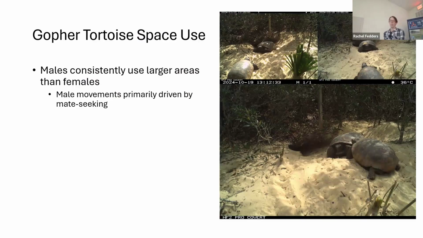So what do we know about space use already? We know that male tortoises consistently have larger utilization areas than females, and that male movements are driven primarily by mate seeking and courtship behavior, as can be seen in these trail camera images. This is a male visiting the burrow of a female.